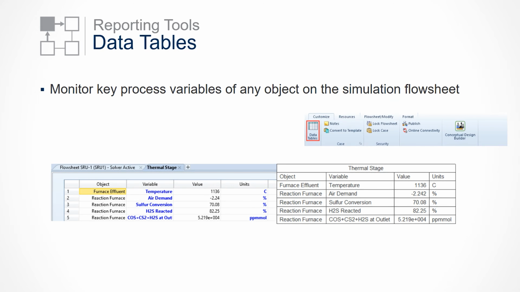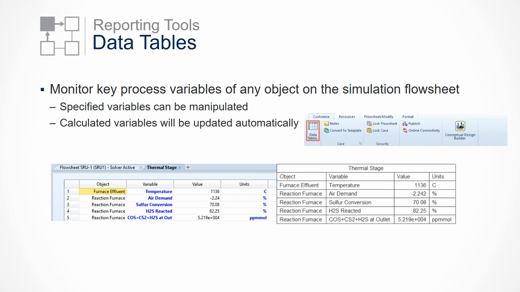Data tables monitor the key process variables of any object on the simulation flowsheet. The data tables are fully interactive. That is, specified variables can be manipulated, and the calculated variables will be updated automatically. The variables in the data tables can be exported to Excel.